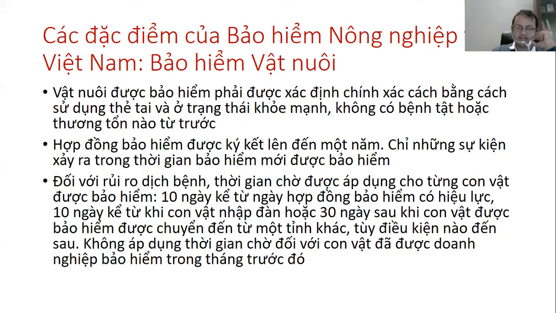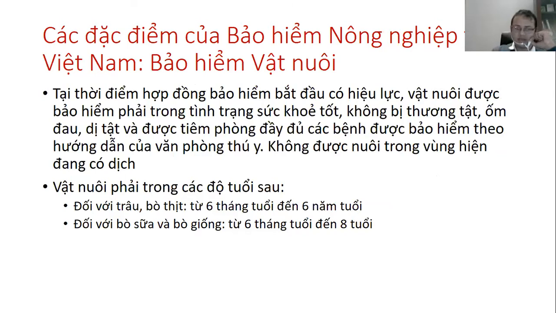If we go to the next slide, some other conditions are in terms of what needs to be met in order for the livestock to be insurable. At the time when the insurance contract starts, the animal should be in good health. It should not have any injury, sickness, disease or disability. It shouldn't have any physical malformation, and it should be immunized. It should be vaccinated adequately against the insured diseases.